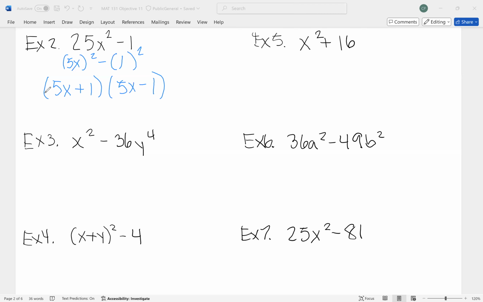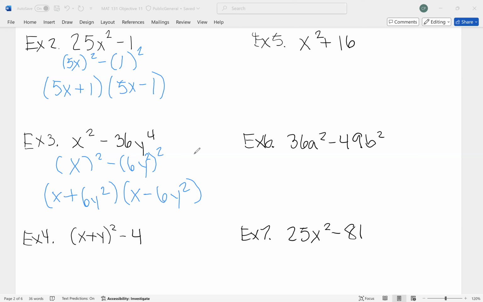For example 3, we have x squared minus 36y to the 4th. Let's think about what's being squared. Of course, x squared is just going to be x squared. For 36y to the 4th, 6 squared will give us 36. And what will give us y to the 4th? Y squared, okay? So now that we have the x and the 6y squared, we got x plus 6y squared and x minus 6y squared, okay?